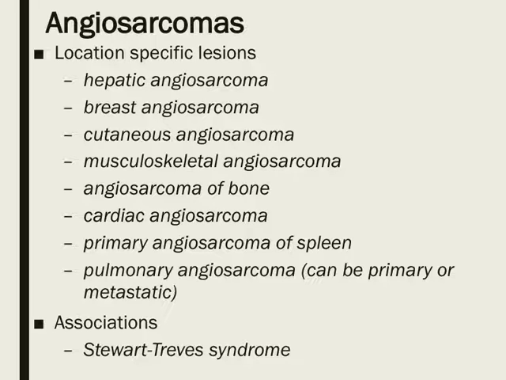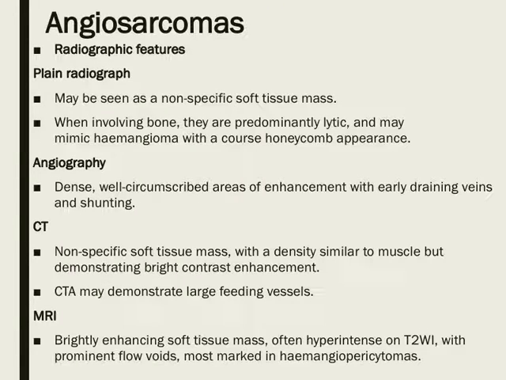So angiosarcomas can be anywhere: in the liver, breast, skin, muscles, bone, heart, the spleen. And usually because it's malignant, by the time of diagnosis, you may have metastasis either to the lungs or to other organs. So on X-ray, what you see will be non-specific. You need to add clinical history and other things to make the definitive diagnosis.